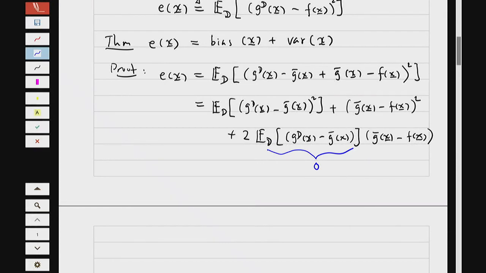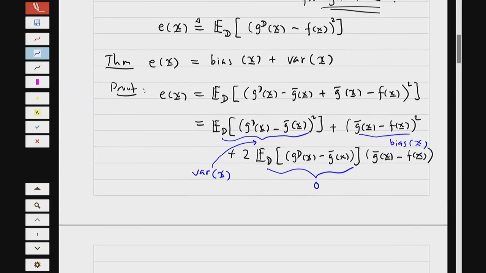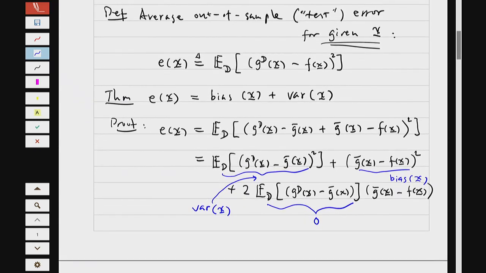0 right here. What about this one? Well, this one is simply the variance, by definition. This other one is simply the bias. Because the cross term goes to 0, clearly E_out of x equals the sum of bias plus variance. It's a very quick proof, nothing tricky there. So easily we can see that the average test error equals bias plus variance.